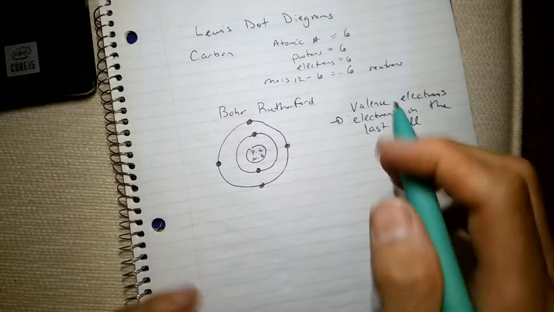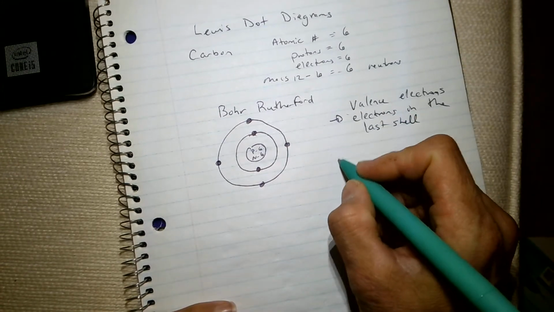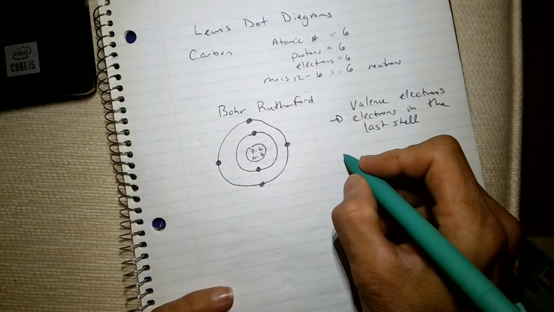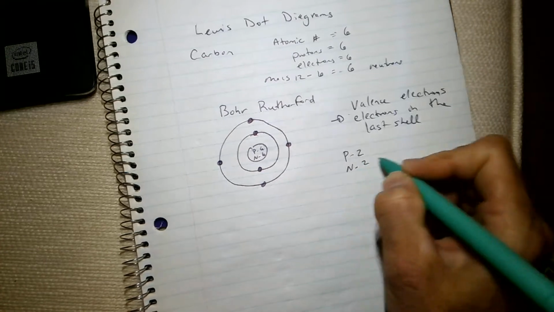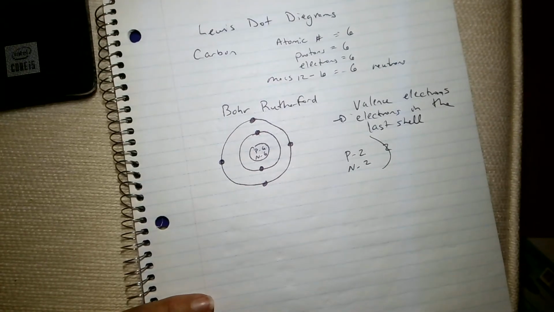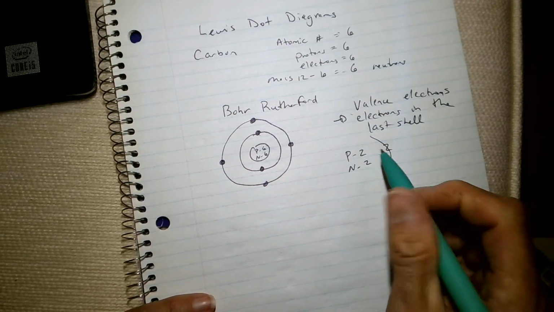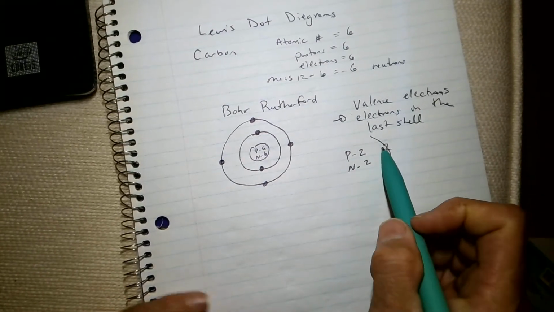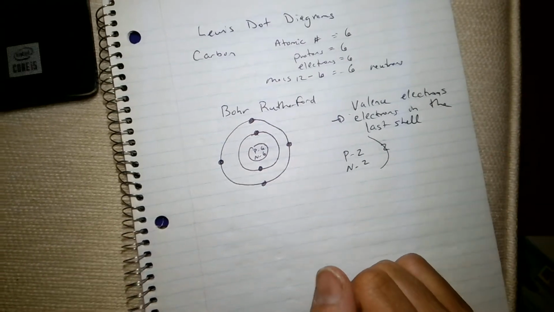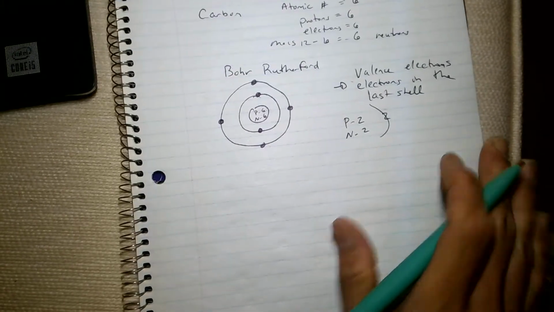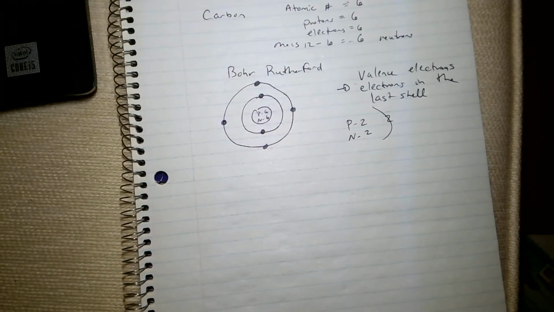Just quickly, I don't want to go too off topic, but say we were dealing with helium. Helium has protons 2, neutrons 2. It would have 2 in the first shell. That's helium. It has 2 valence electrons. Even though it has just one shell, it still has 2 valence electrons because it's whatever's in the last shell. The Lewis dot diagram was designed so that by simply having that symbol there, you could show someone how many electrons are in the last shell.